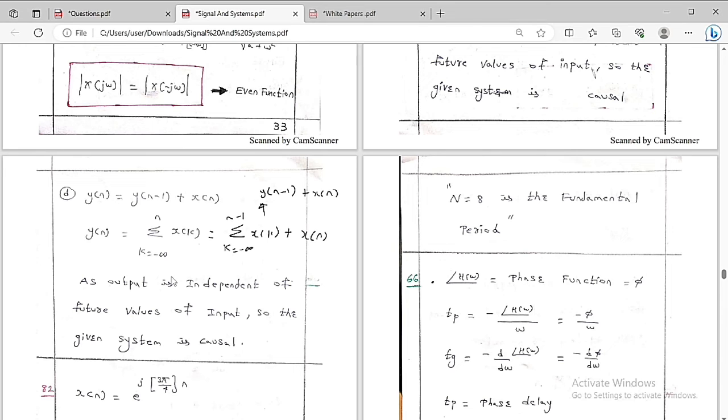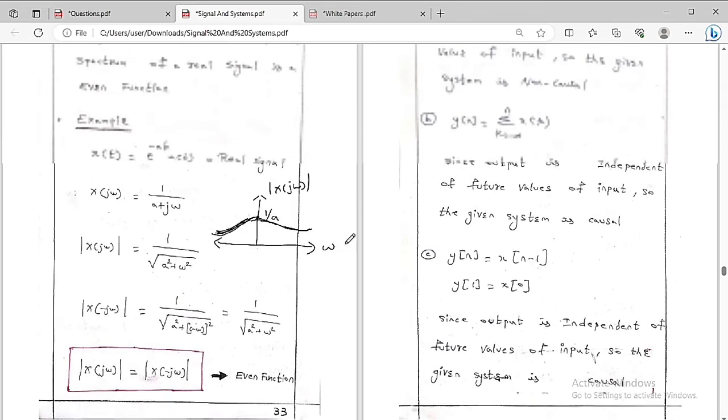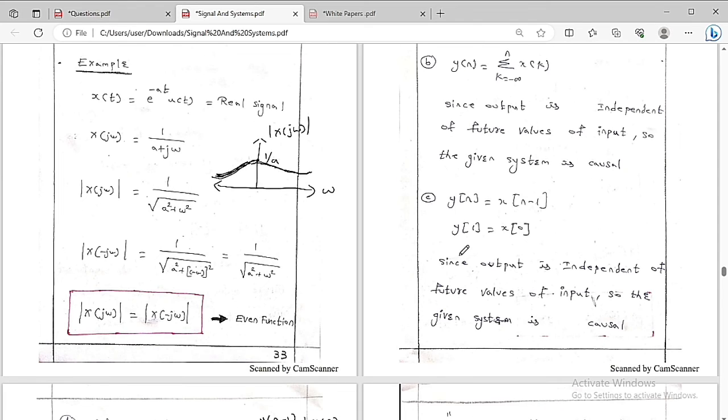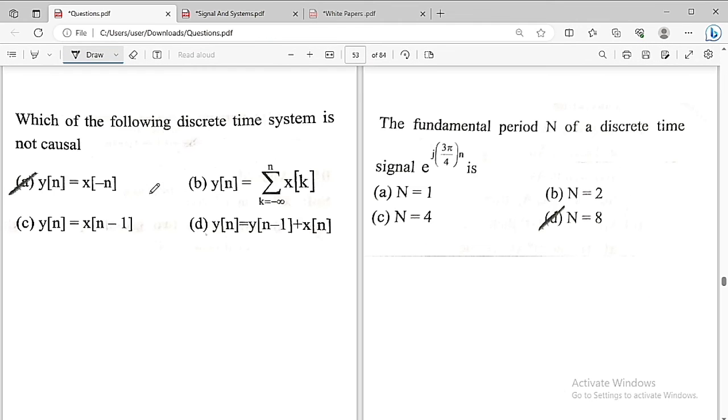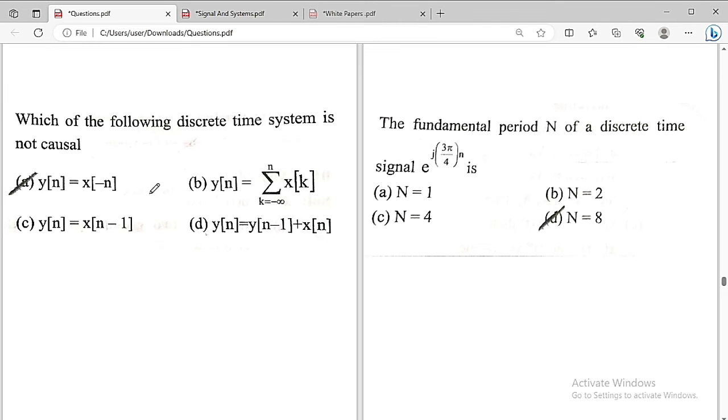So you can say clearly, as we have discussed, the present value of the output depends only on the present and past values of the input, but not on the future values of the input. So the given system is said to be causal system. If you see clearly, system B, system C, and system D are all causal systems, whereas system A is the only non-causal system. In this question, they are asking which system is not a causal system, so option A is the correct solution. Finally, I want to tell you one important statement: a system is said to be causal if the present value of the output is independent of the future values of the input.